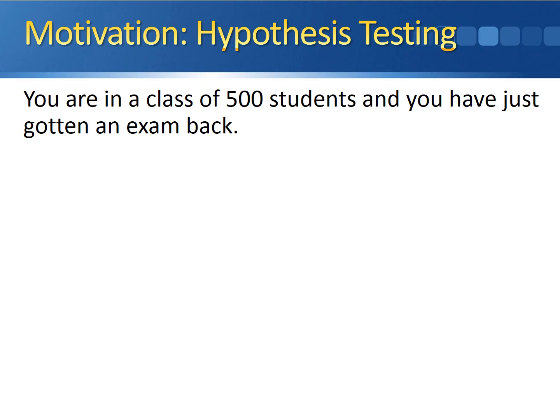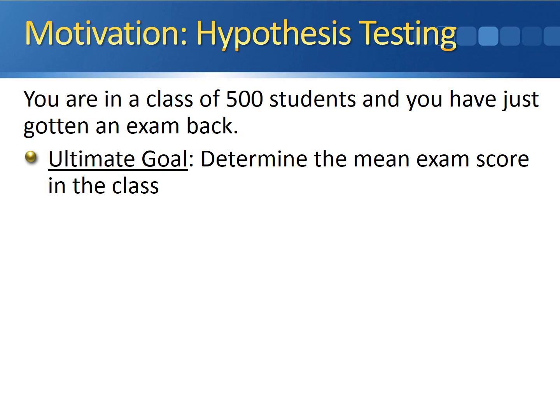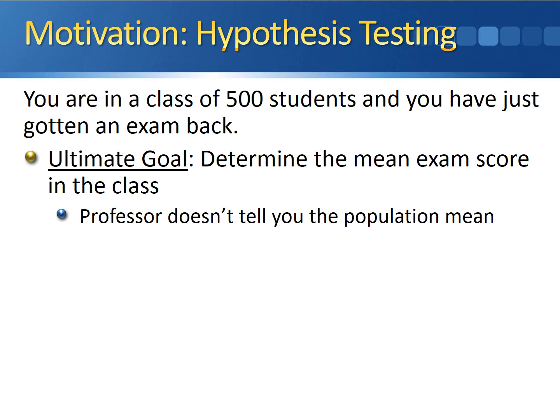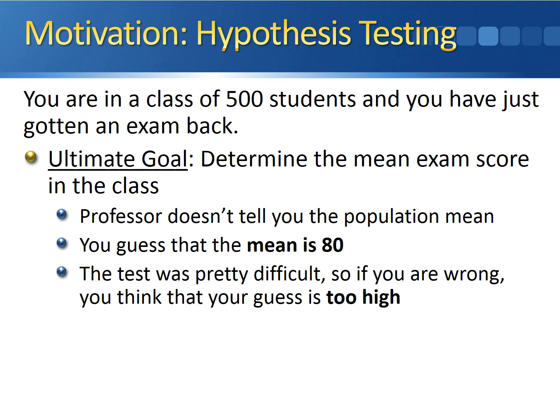Consider this example. You're in a class of 500 students and you've just gotten an exam back. The ultimate goal here is to determine what the mean exam score was for the entire class, the population mean for the entire class. Now, your professor doesn't tell you the population mean, and it's not practical to go around to all 500 students and figure out their individual exam scores. You guess that the population mean is 80. But thinking back, the test was pretty difficult, so if you're wrong, you think that your guess is a little bit too high.